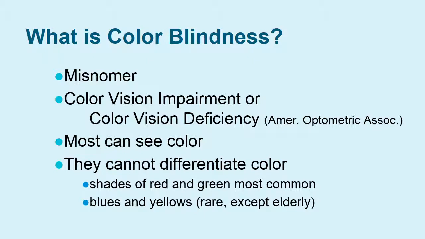And primarily we're talking about people unable to distinguish between red and green. That's the most common problem, at least in inherited color vision deficiency. And then blues and yellows. Although that's rare inherited, it does become common in about half of the population over the age of 70 or 80.